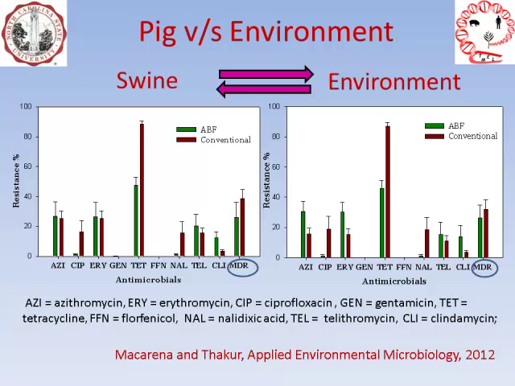It was approved for use in humans by FDA in 2006. Okay? But these outdoor pigs and the commercial pigs were resistant to telithromycin. We got the same profile from the environment. Now if you look at these two graphs together, they look like mirror images. Okay? There's not a whole lot of difference. They look like mirror images to each other.